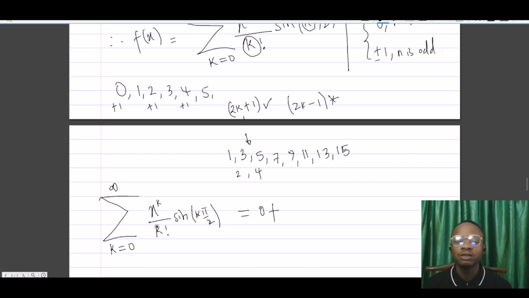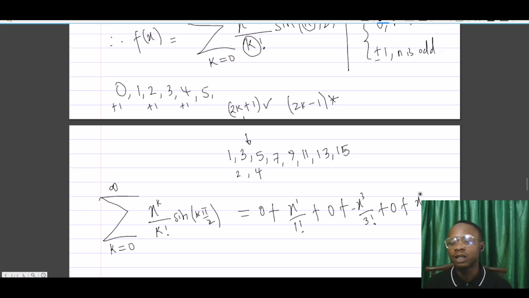when k is equal to 1, this will give us x to the power of 1 divided by 1 factorial, then plus, when k is equal to 2, this will give us 0, plus when k is equal to 3, x raised to the power 3 over 3 factorial. This was sine of pi over 2. This will become minus because it will be sine of 3 pi over 2, which will be negative. So they will keep alternating between positive and negative. That's the idea. Then the next one would have been 0.